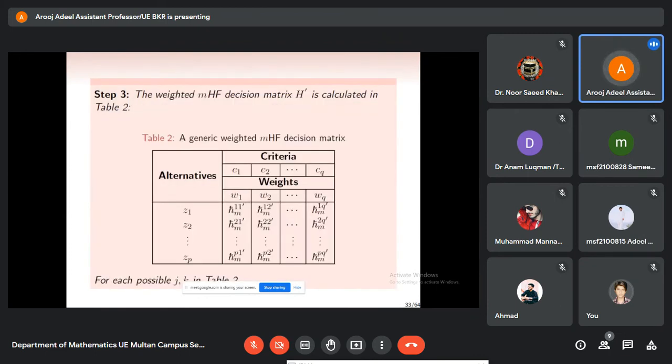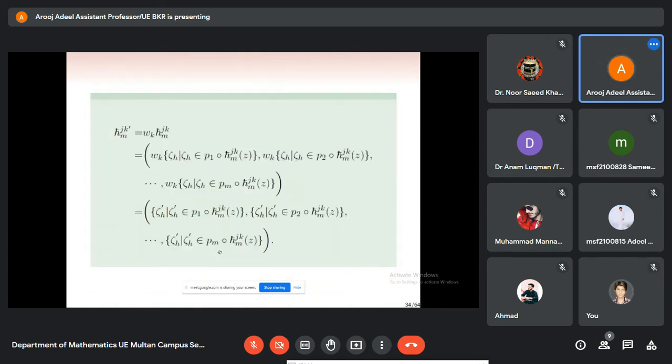In the next step, the weighted M-polar Hesitant Fuzzy decision matrix is calculated. In this matrix or in this table, we multiply the weights with the criteria and we get a new generic weighted M-polar Hesitant Fuzzy decision matrix, which is calculated in table 2, and each membership value has the formulation as given in this slide. We can see that weight is multiplied with the membership values in the M tuple. In each set, the weight is multiplied.